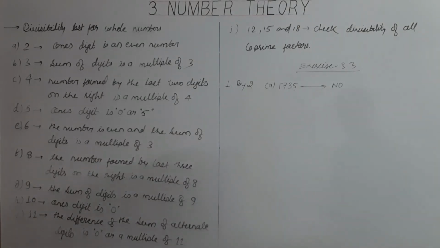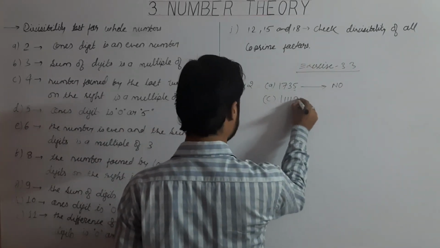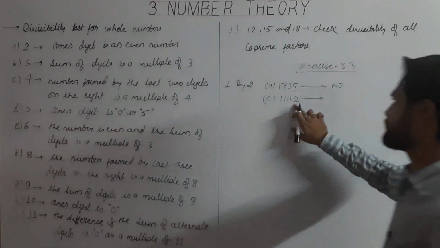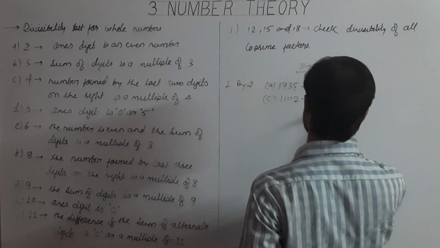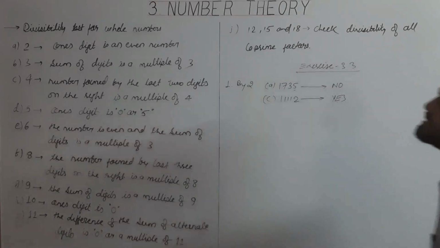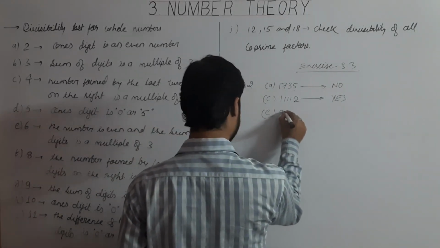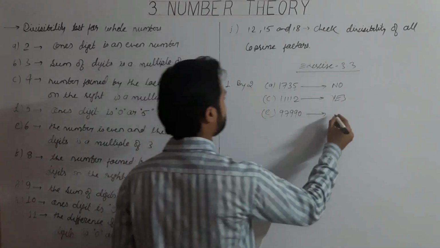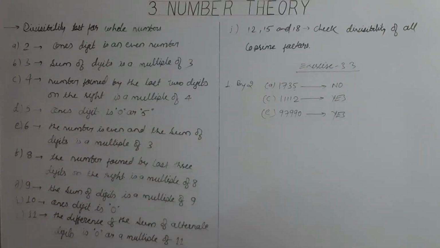Answer is no. Then part C, the given number is 1112. Again we have to check the last digit only. Last digit is 2. 2 is an even number. So this number 1112 is divisible by 2. Then part E, the given number is 97990. Again the last digit is 0. 0 is divisible by 2. So this number is also divisible by 2.